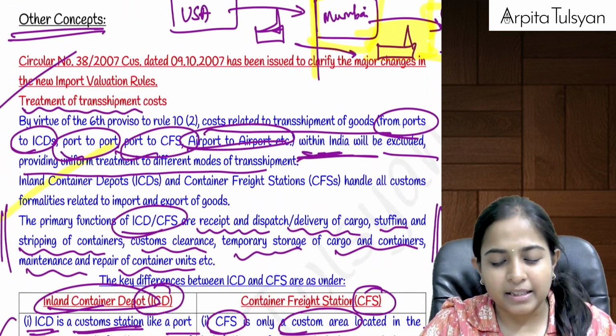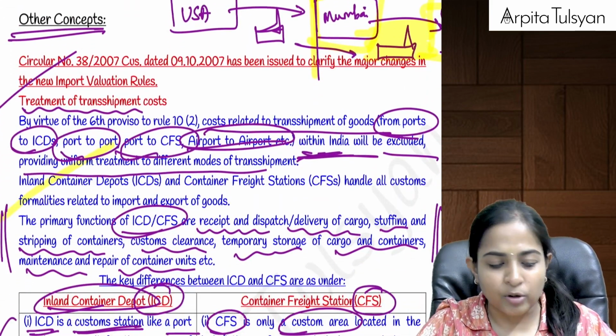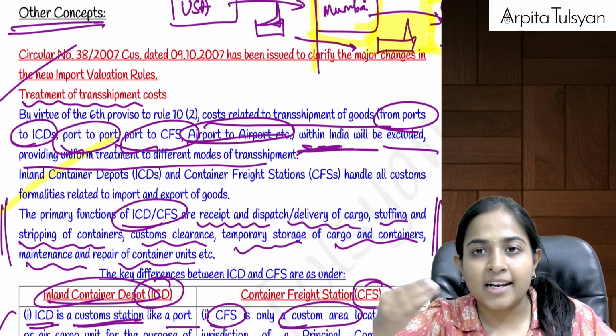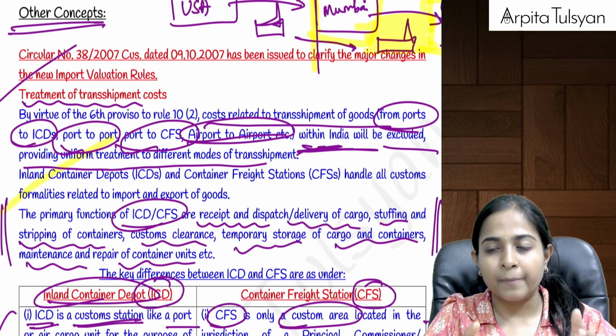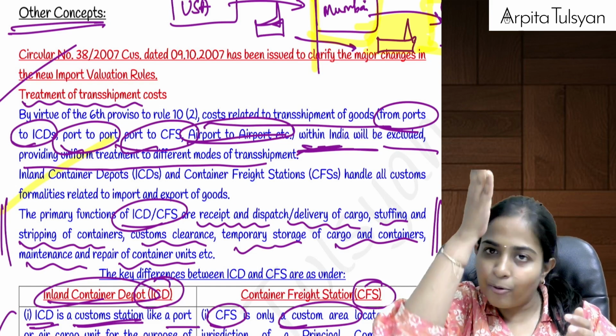Yes, then there are some other concepts in this. One small thing which I would like to tell you is if there are any transshipment costs incurred. Let's say there is a vessel that has come to the Mumbai port, and then Mumbai port becomes the place of importation.